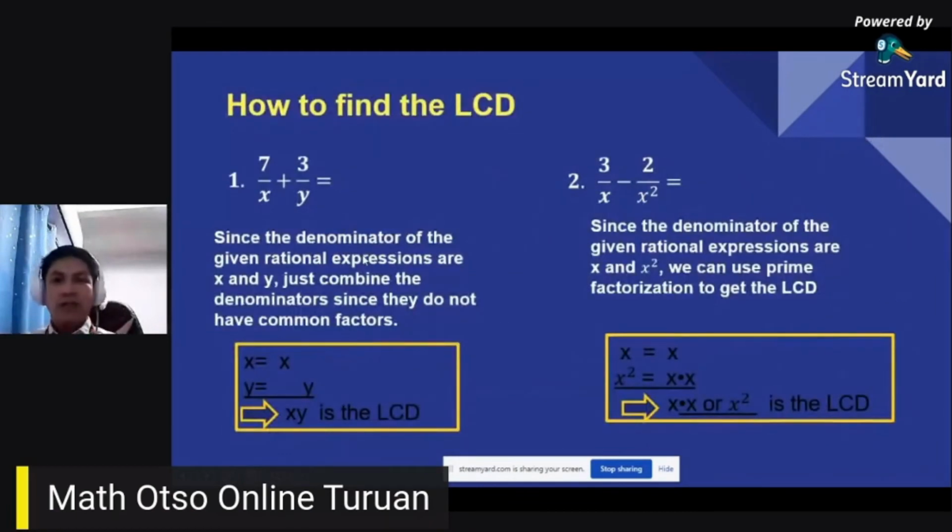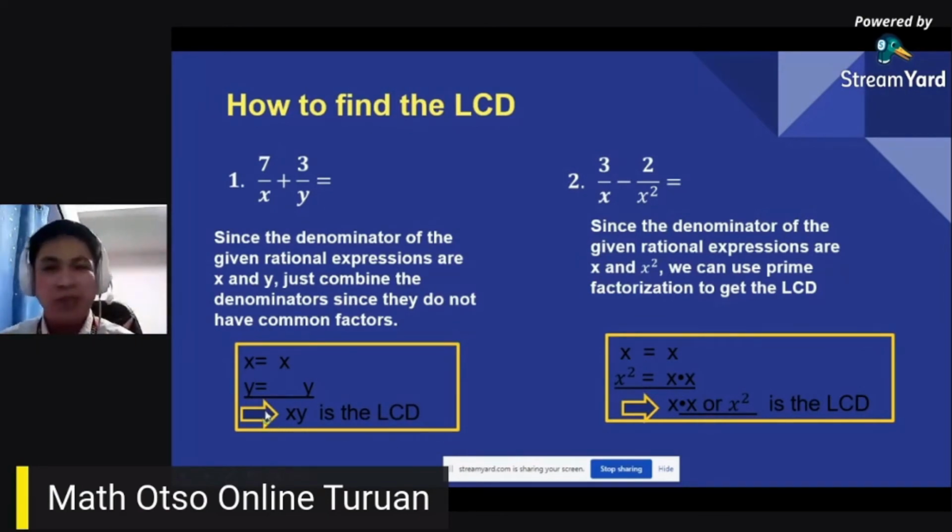Okay, tingnan natin. Okay, so sa number 1, ito kung paano nakuha yung LCD. How to find the LCD in item number 1? 7 over x plus 3 over y. Take a look at this one. Since the denominator of the given rational expression are x and y, we just combine since they do not have common factor. So, ito yung nasa box, tingnan nyo. Ang factor ng x is simply x or 1 times x. And then, ang factor ng y is simply y or 1 times y. So, how to get the LCD? Just multiply. Bring down x, bring down y, combine xy. That is the LCD. So, balik na tayo doon sa ating problem 1.